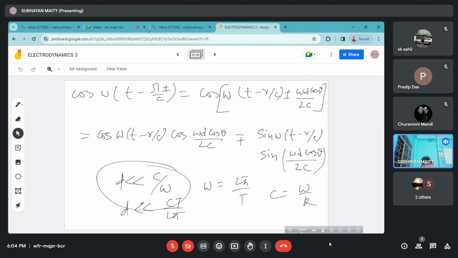Okay, so see, if d is much less than ω by c, then these terms will become very small, won't they? That term will be very small. Then you have this tends to 1 and sin θ tends to θ. So this tends to θ. Theta means ωd cos θ by 2c, and this one will tend to 1.